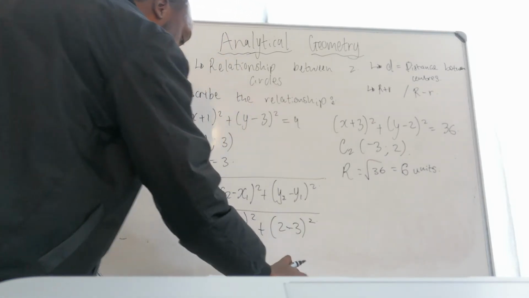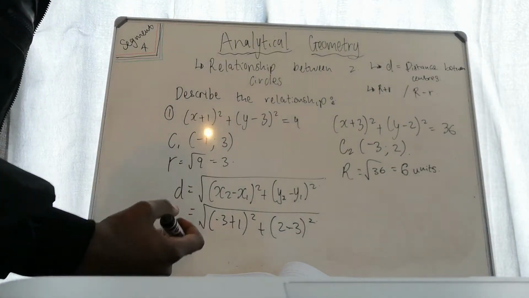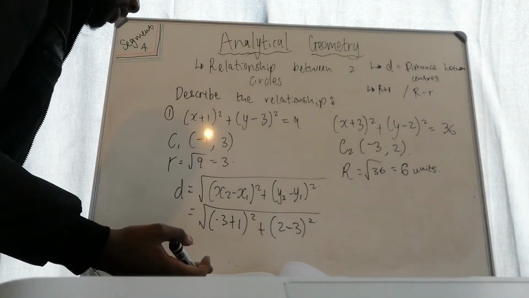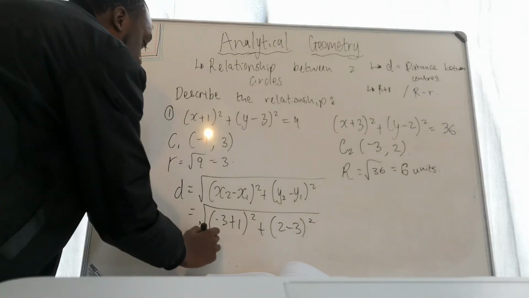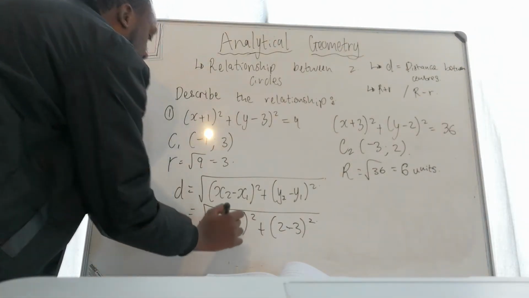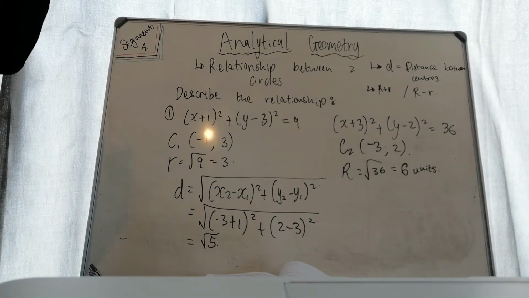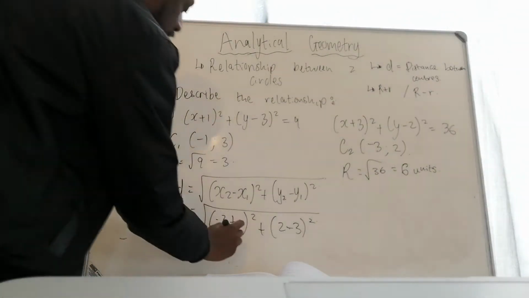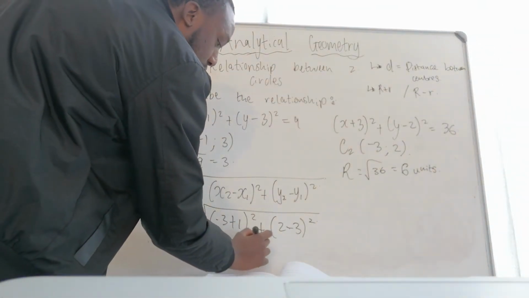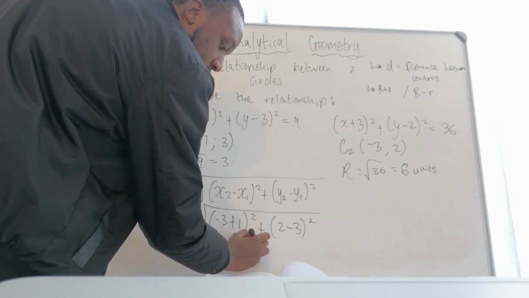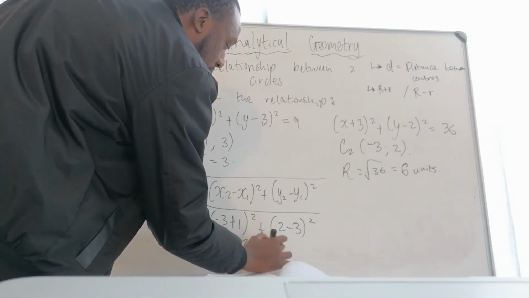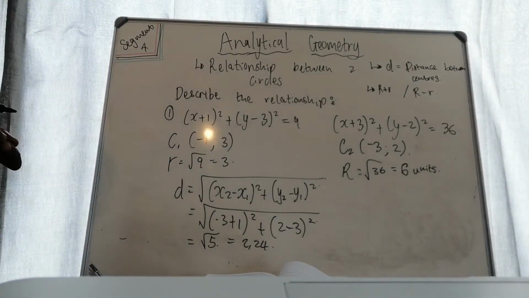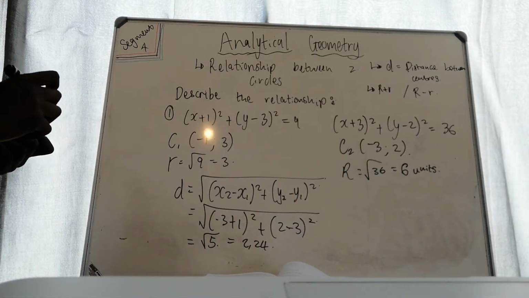So what is the distance of that guy? The distance of that gives me, just checking here, it's the root of 5. That's what I got for the distance. And if you check properly, the root of 5 is 2.24. Right? So we're going to use that value.